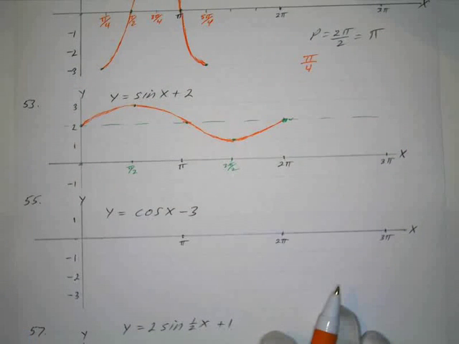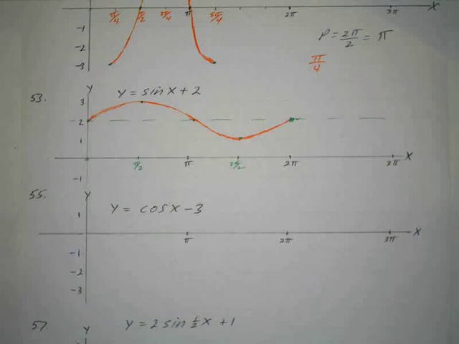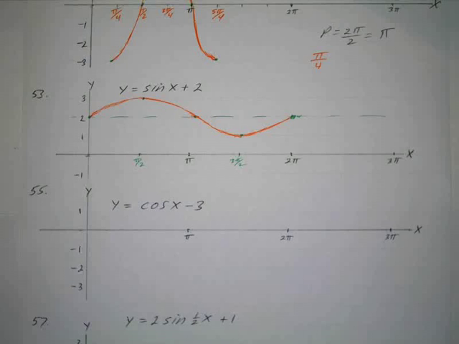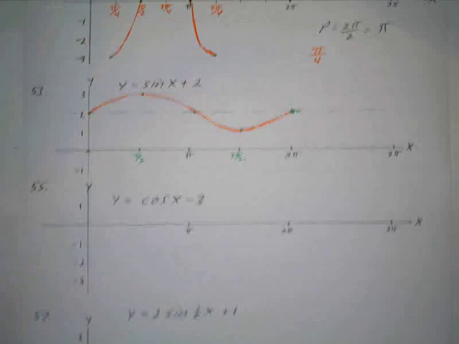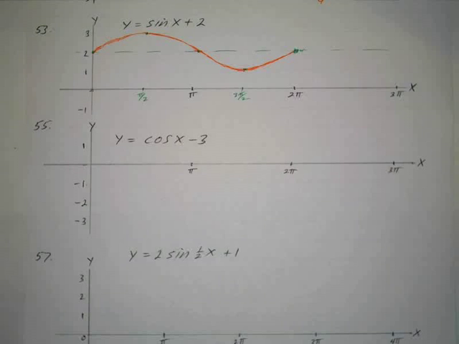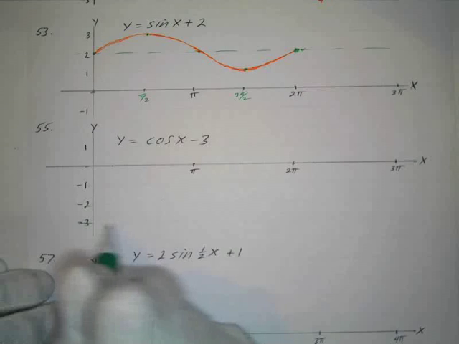So there you go. There's your sine of x plus 2, just shifted up 1. Same period, 2 pi, so that didn't change. The period didn't change. The amplitude didn't change. Okay, number 55 is the same way, except my shift is negative 3, so I'll put my axis down at negative 3, and then I'm going to draw it like that from there.